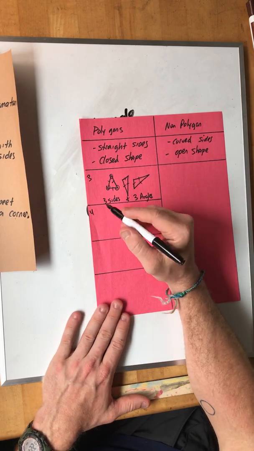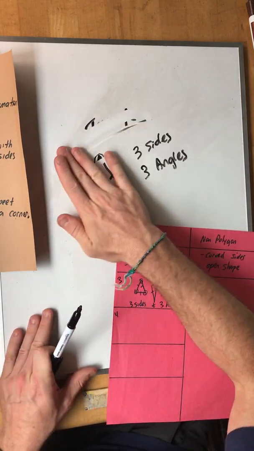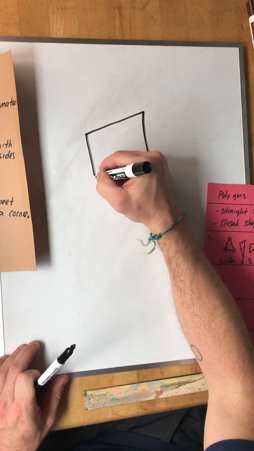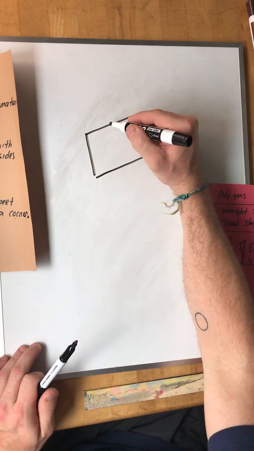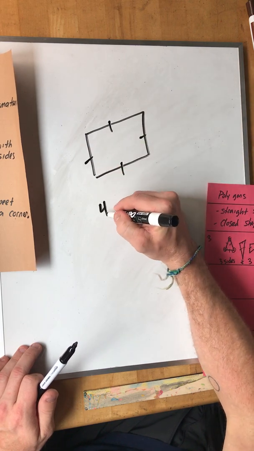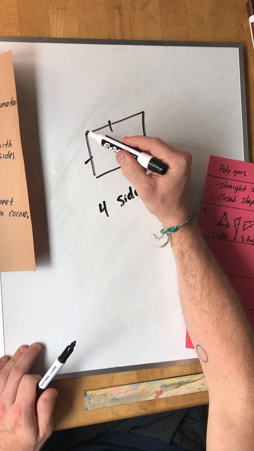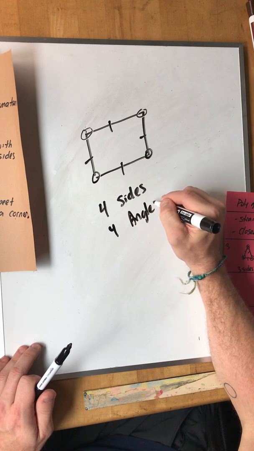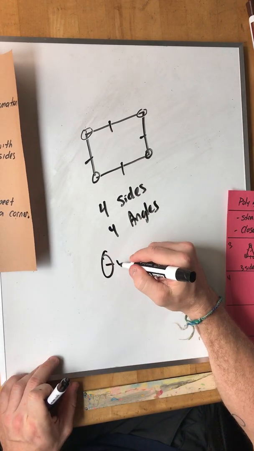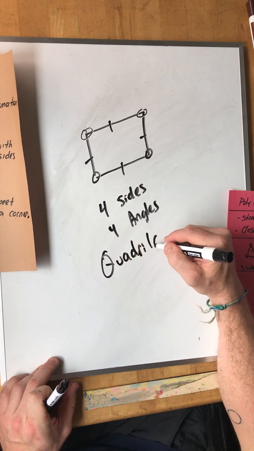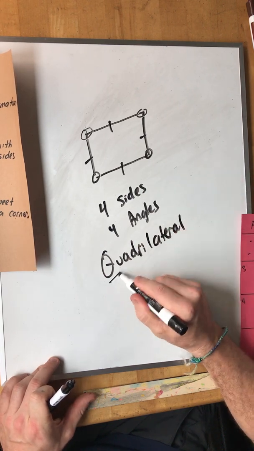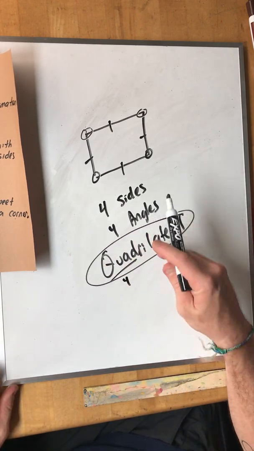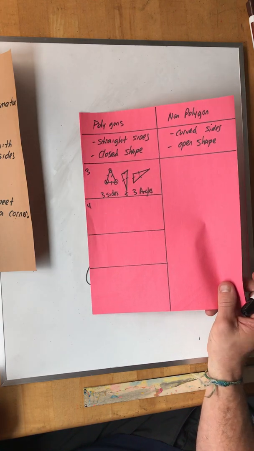Next one is going to be 4. This is going to be a quadrilateral. And I'll draw it right here. So one that has 4, maybe a rectangle, maybe a square. 1, 2, 3, 4. This is 4 sides. 1, 2, 3, 4. 4 angles. And this is called a quadrilateral. The word quad means 4. Quadrilateral has 4 sides and 4 angles.